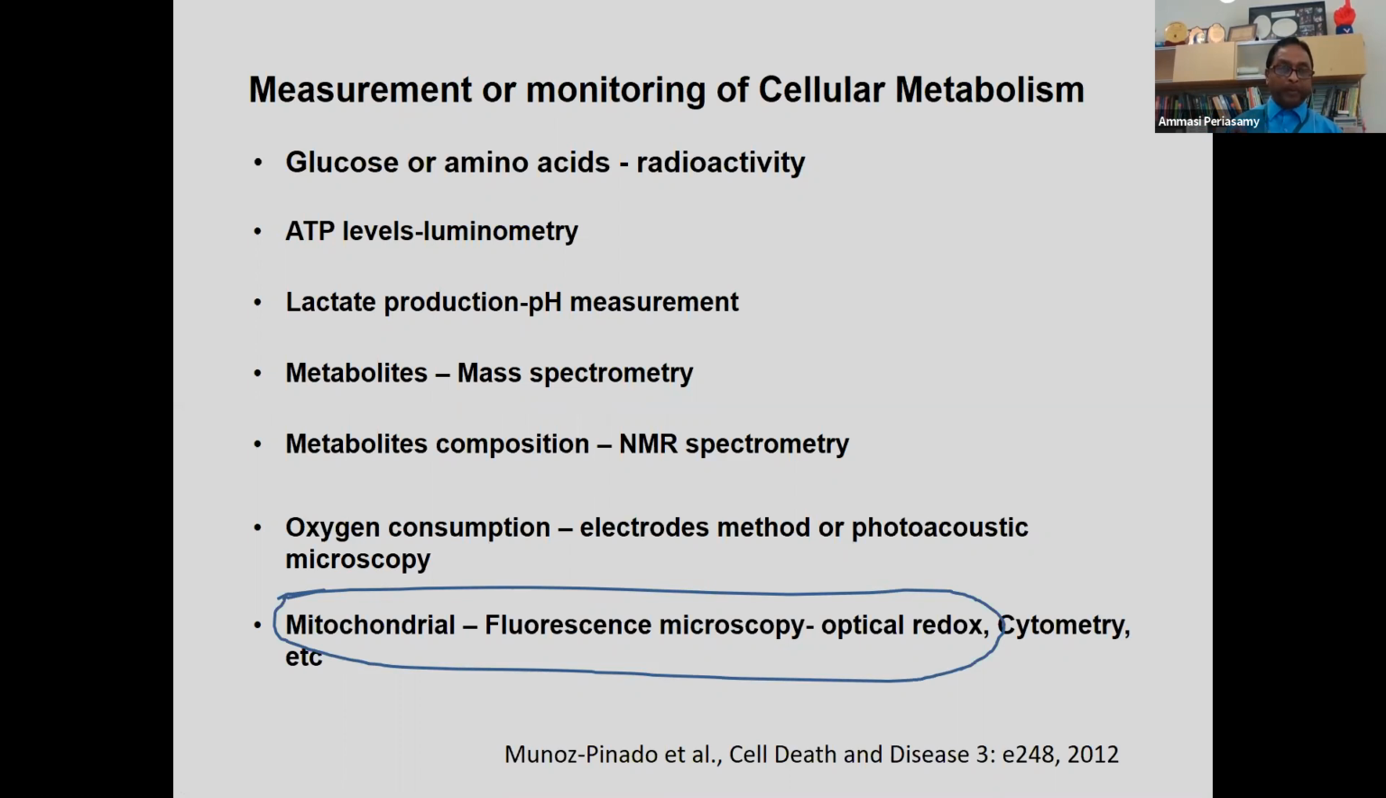Radioactivity or pH measurement, mass spectrometry, or NMR spectrometry. We are using fluorescence microscopy techniques, which provide spatial and temporal information of the drug response from the cells.